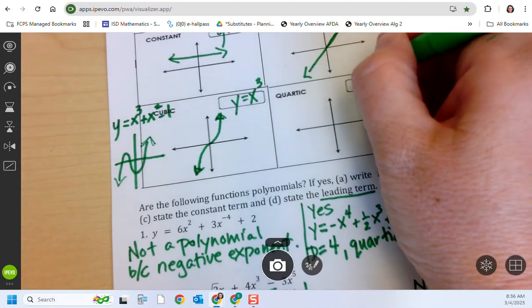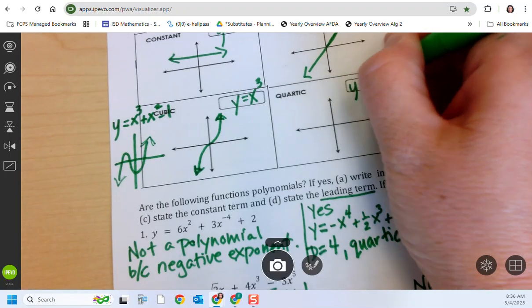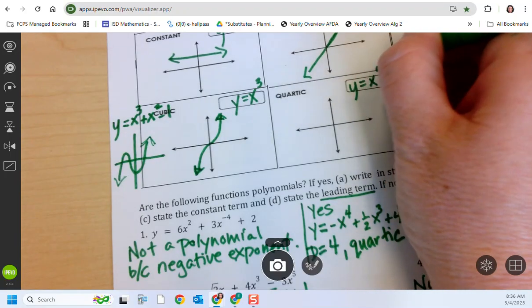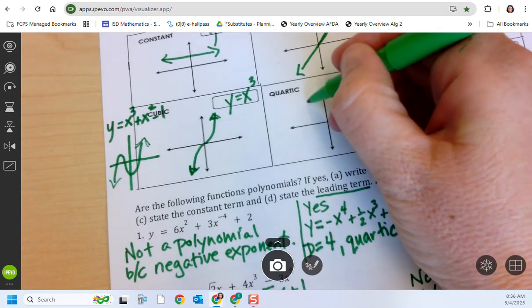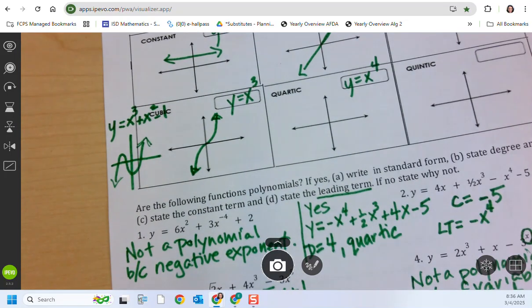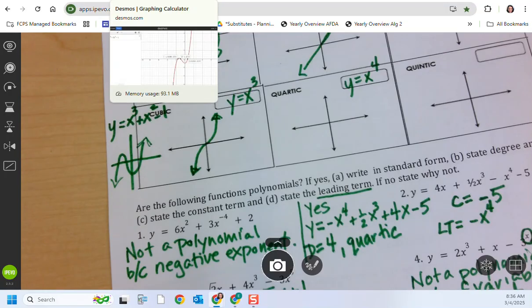So a quartic function is y equals x to the 4, and it looks like a little bit flatter version of the y equals x squared, I believe. Let's look at it real quick.